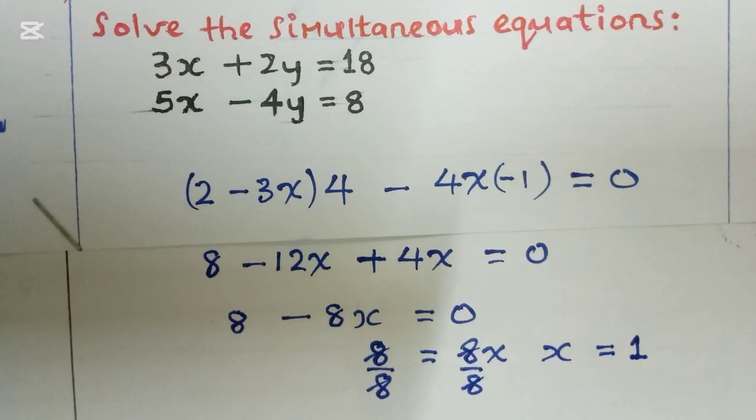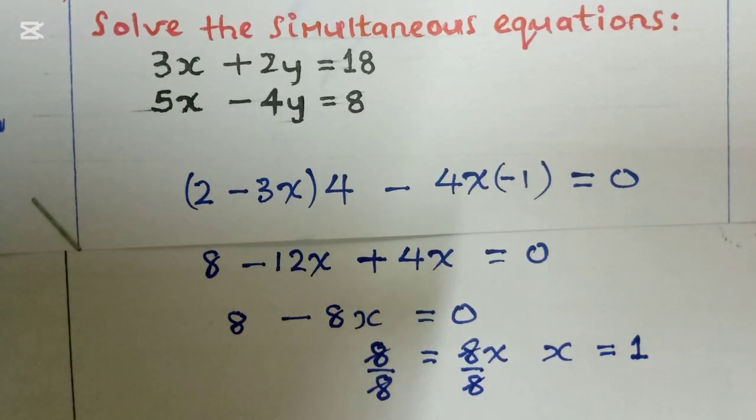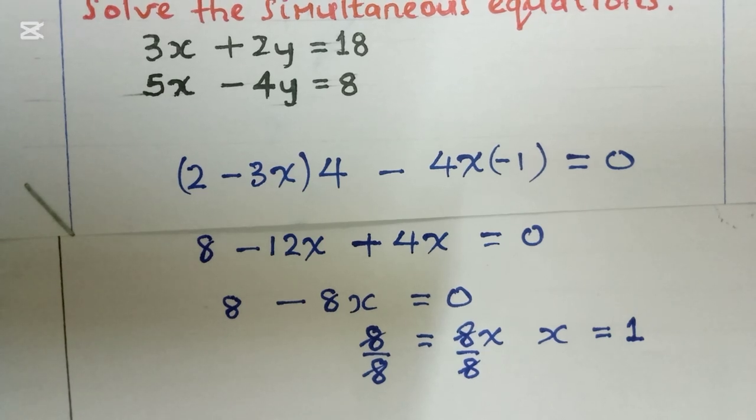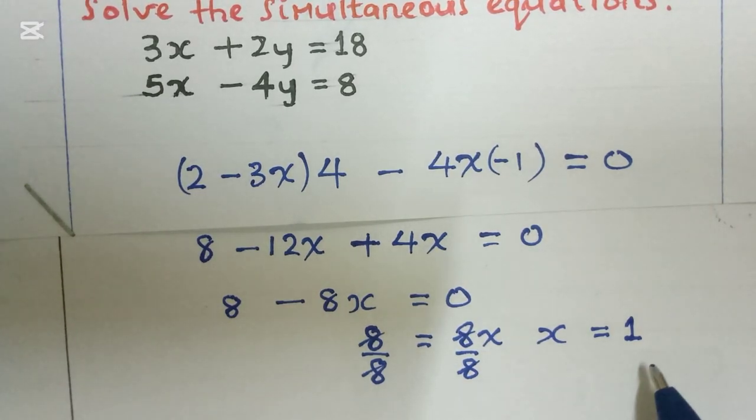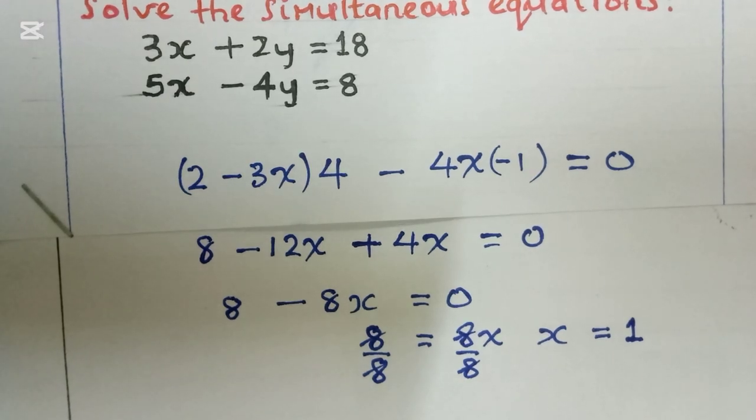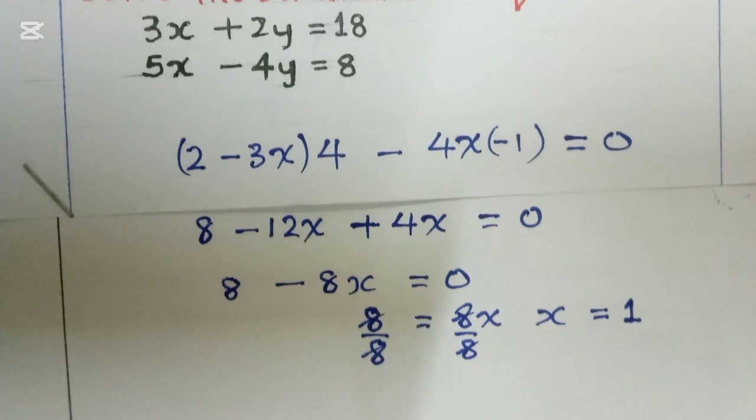So guys, that is how we do the first. We've gotten our solution as 1. So this is our solution guys. So let's go to the next one, and it says use the inverse matrix method to solve the simultaneous equation.